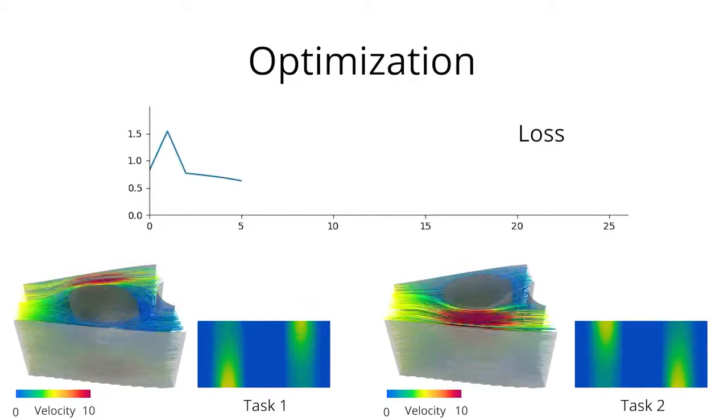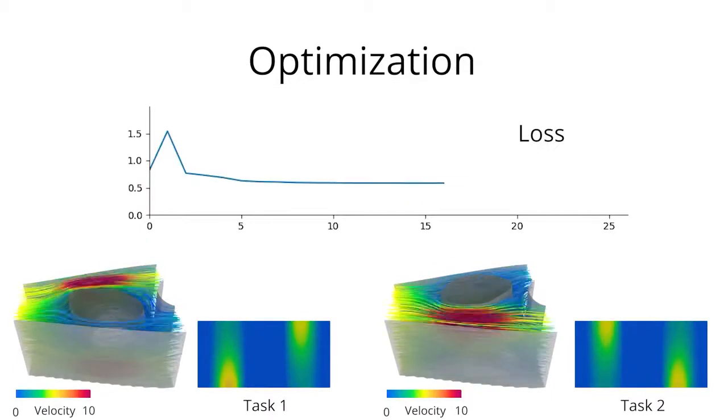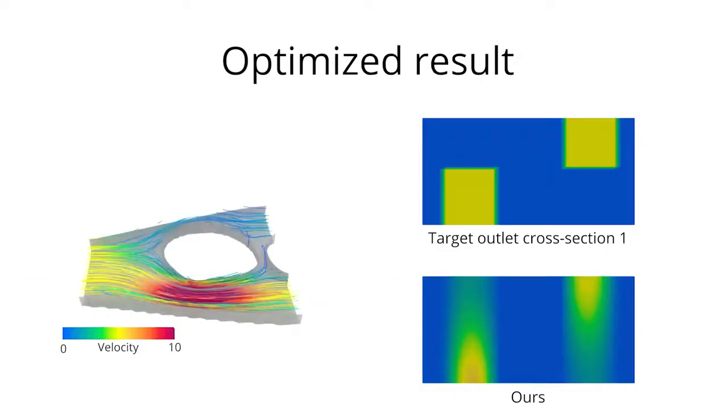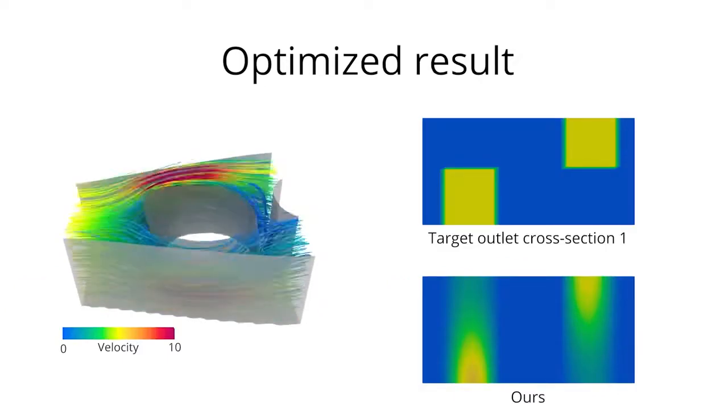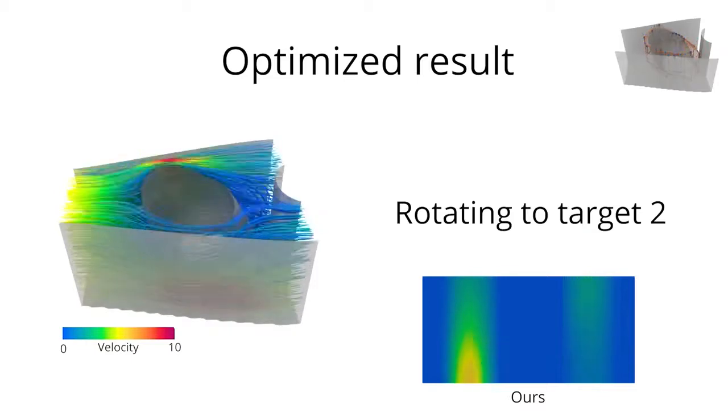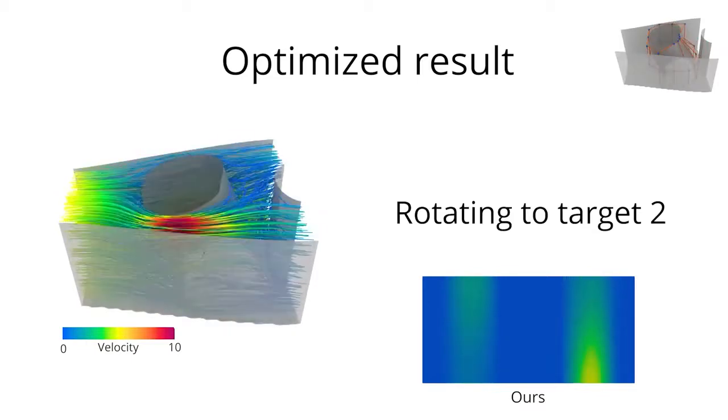Here we show the evolution of the design during optimization, along with the resultant outlet flows in both configurations. The optimized flow is smooth and smoothly translates flow from one outlet to another as the switch is turned.